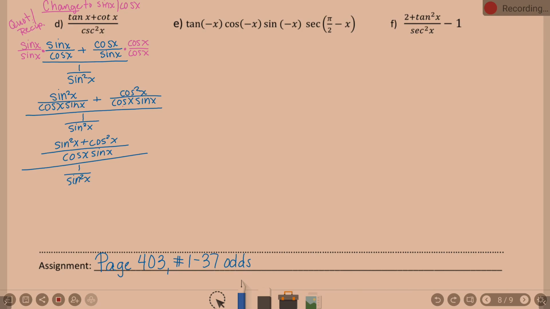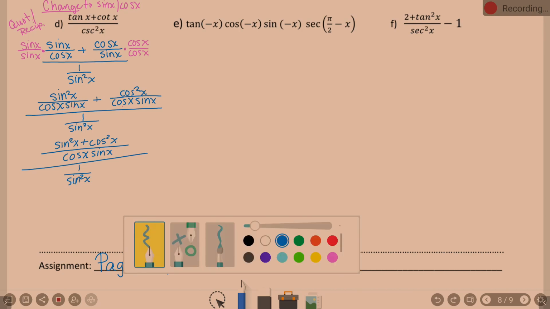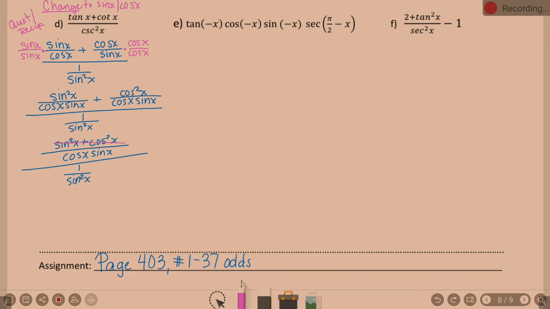This will be like our third time doing this today. Sine squared plus cosine squared, that's 1. Pythagorean identity, yes? Is it there? Pythagorean identity, folks, it is right there. Sine squared plus cosine squared x is going to become a 1. That is by a Pythagorean identity there, right?